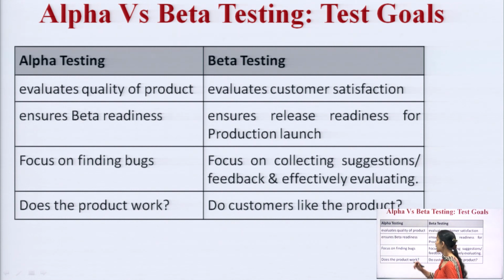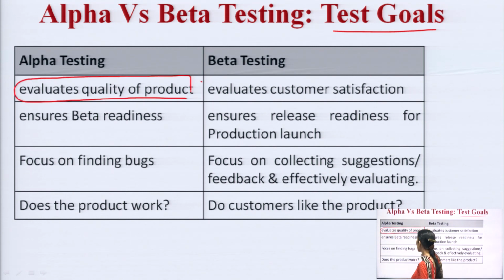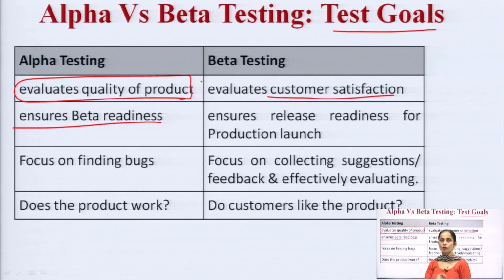Now, let us discuss the test goals for alpha and beta testing. Alpha testing evaluates the quality of the product, and in beta testing the main aim is to see customer satisfaction, how satisfied the users of the software are. Alpha testing ensures beta readiness. Once alpha is over, we can proceed towards beta. Okay, now my product is ready for beta. And beta testing ensures the readiness of my product launch. Once we have done the alpha testing of the product, we proceed for beta testing. After beta testing, we can say that our product is ready for launch.